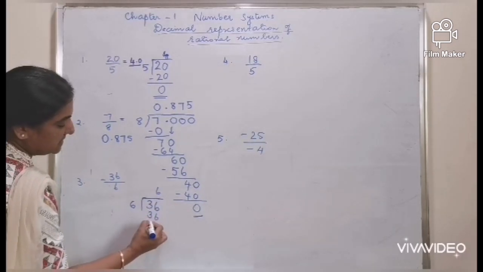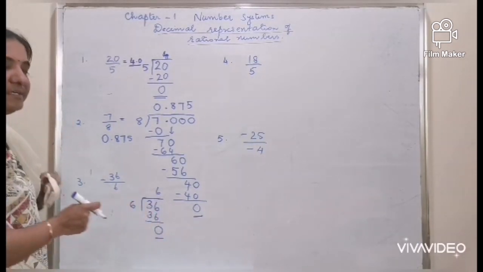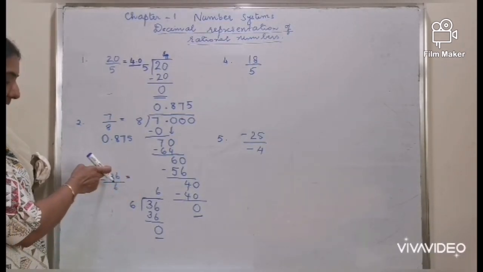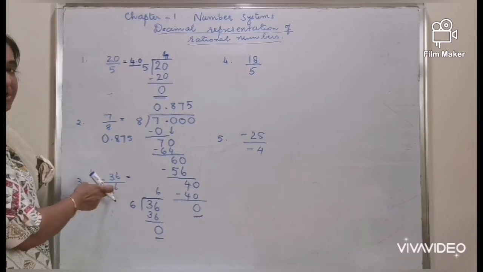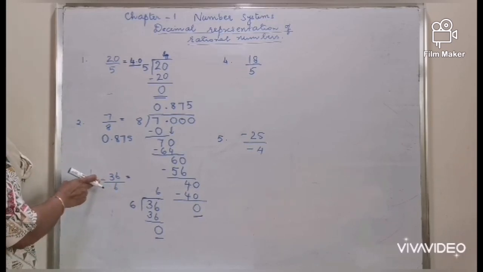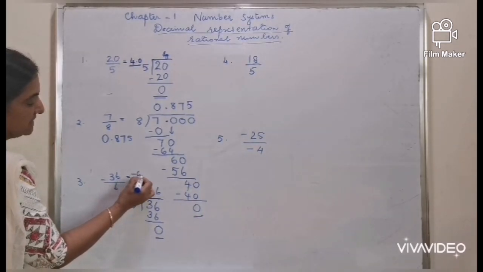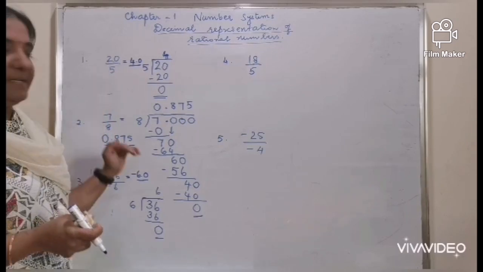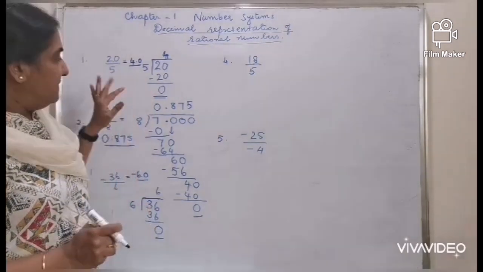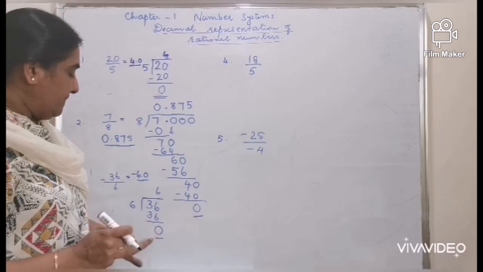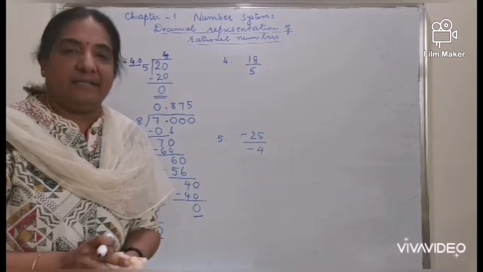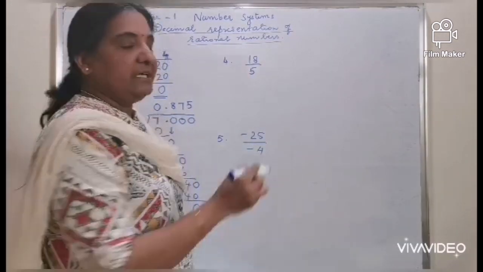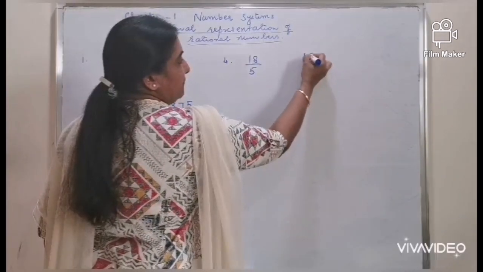6 6s are 36 and the remainder is 0. Here, by the law of integers, when a negative number is divided by a positive number, the quotient will take a negative sign. Therefore, the answer is minus 6.0. These are the three examples. When you observe, the remainder has become 0 when you did the actual division. Let's take the example of the fourth rational number, 18 by 5.